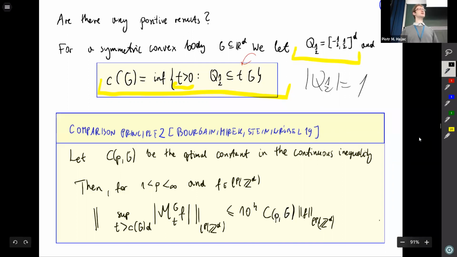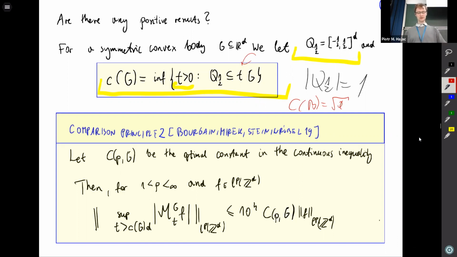Okay. So this is the smallest constant by which you can scale so that the cube can be put inside the dilation of G. For example, for the ball, this constant is c(B) equals square root of d, after a second thought. It's related to what we computed before, that if you scale the ball by square root of d, it will contain the cube, but you have to really scale it by square root of d to make it true.